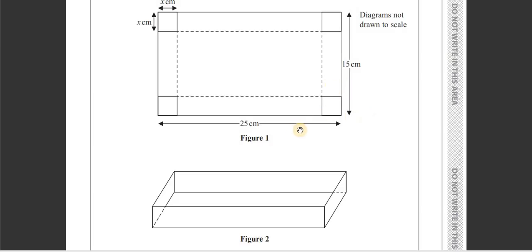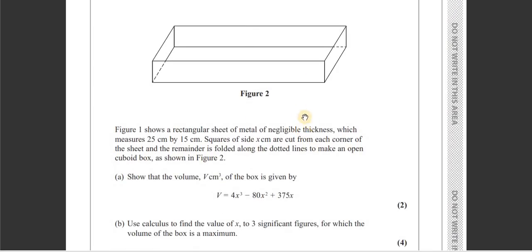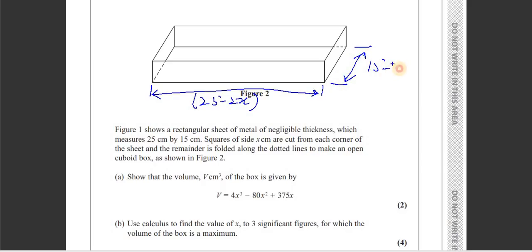So the meaning of all this is that the length of the box must be 25 minus 2x. This is the length of the box, and the width of the box will be 15 minus 2x. You need to show the volume.